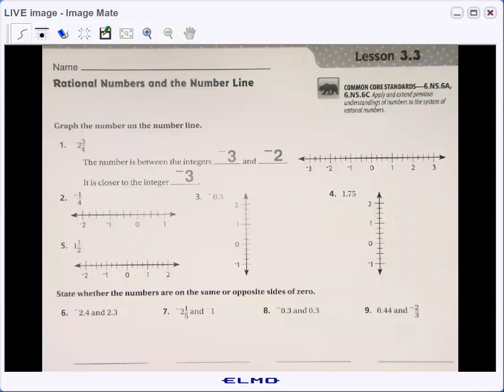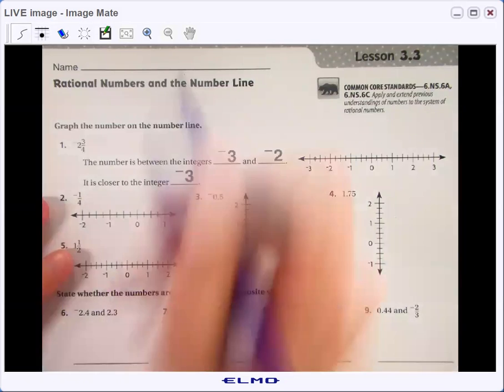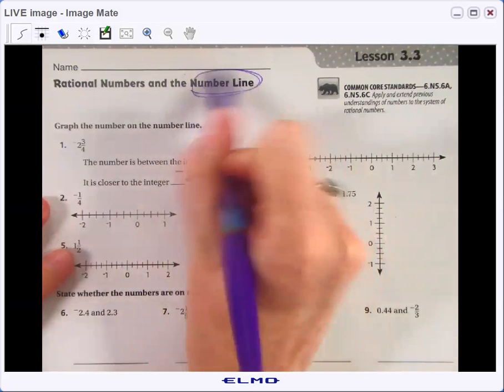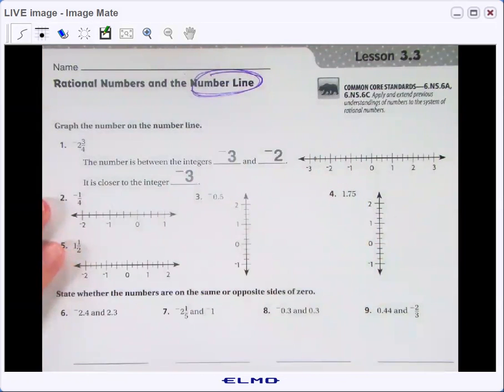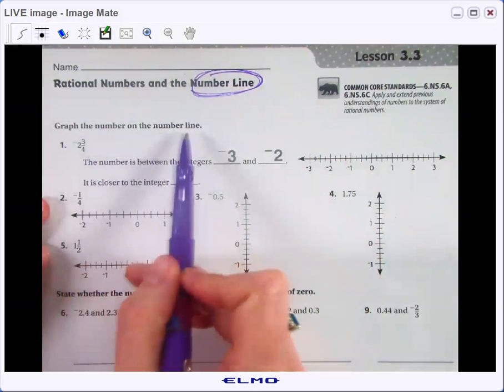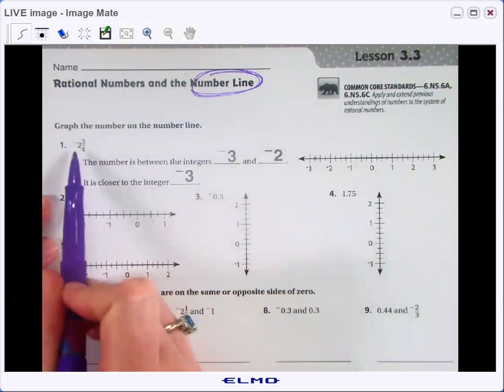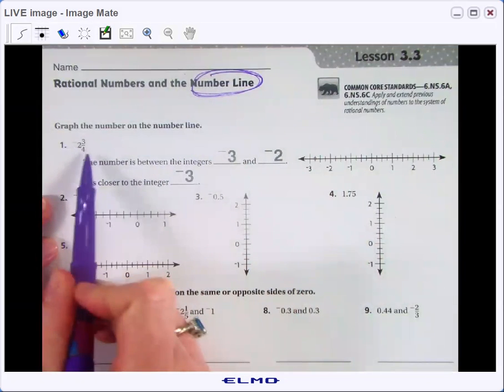Lesson 3.3, gray page 112A and B. Again, rational numbers. We are strictly using the number line as a tool to label our positive or negative integers or numbers. We're going to graph the number on the number line. Their example, they identified -2 and 3/4.